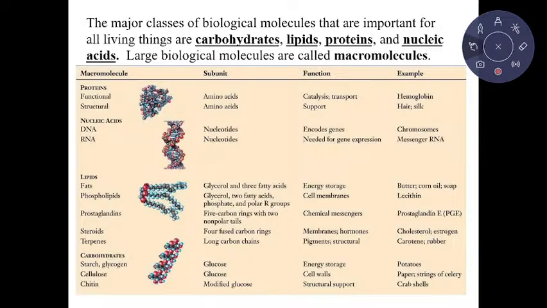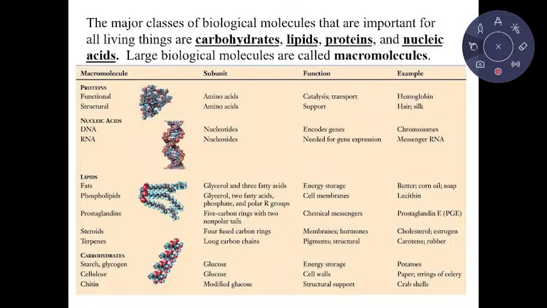Coming to the phospholipids. What are the subunits of phospholipids? Glycerol, 2 fatty acids, phosphate, and a polar R group. Their function is the cell membrane. In cell membranes, these phospholipids have the main role. Examples are lecithin.